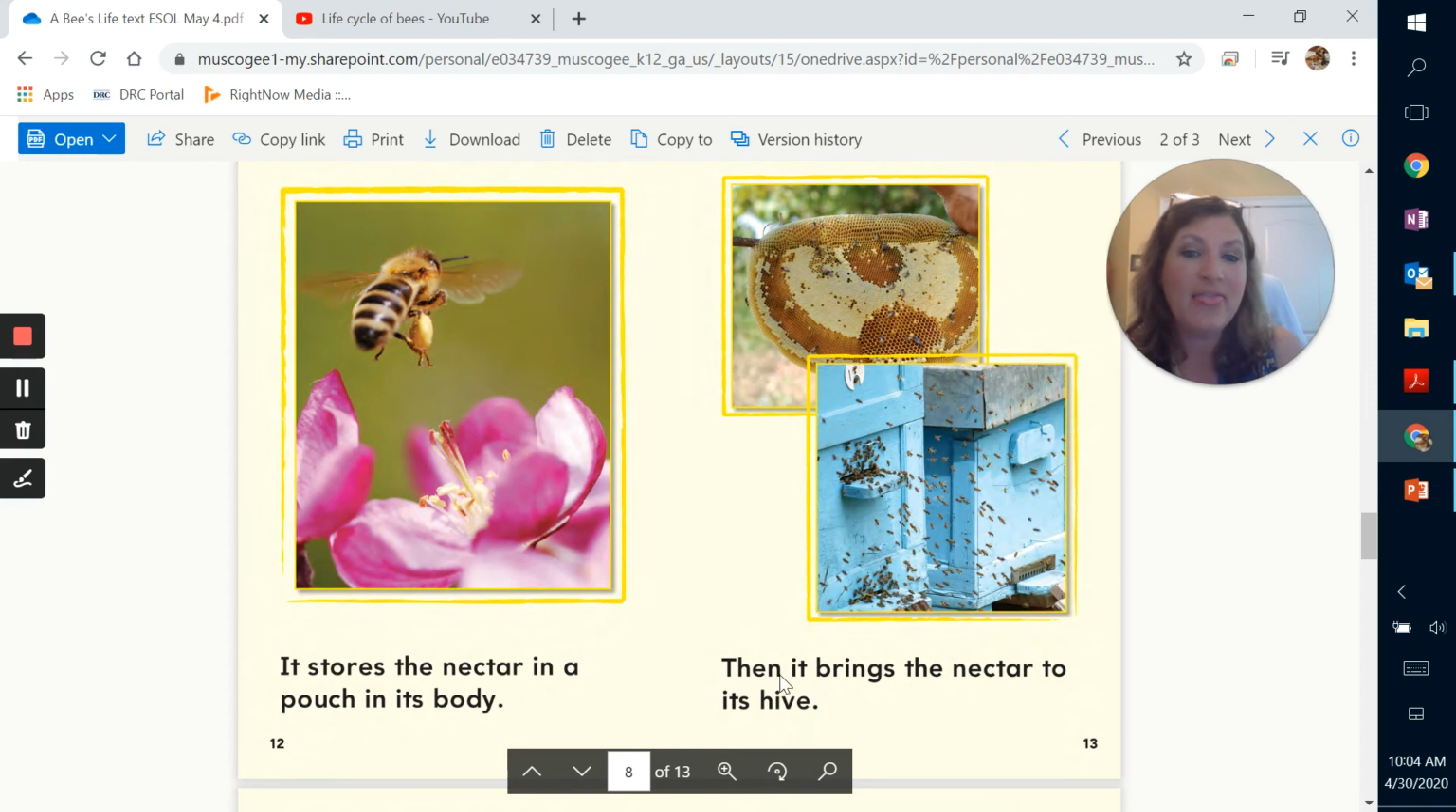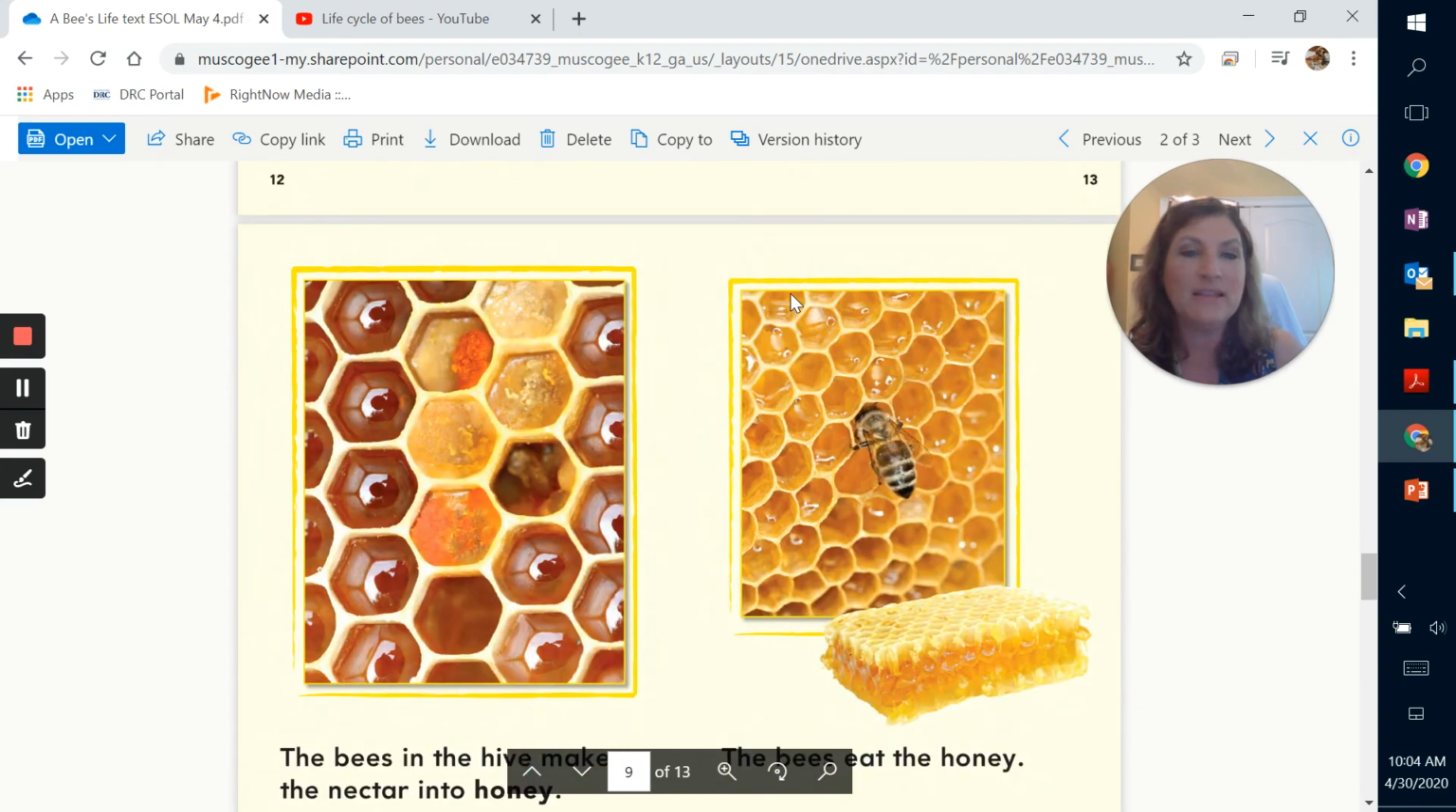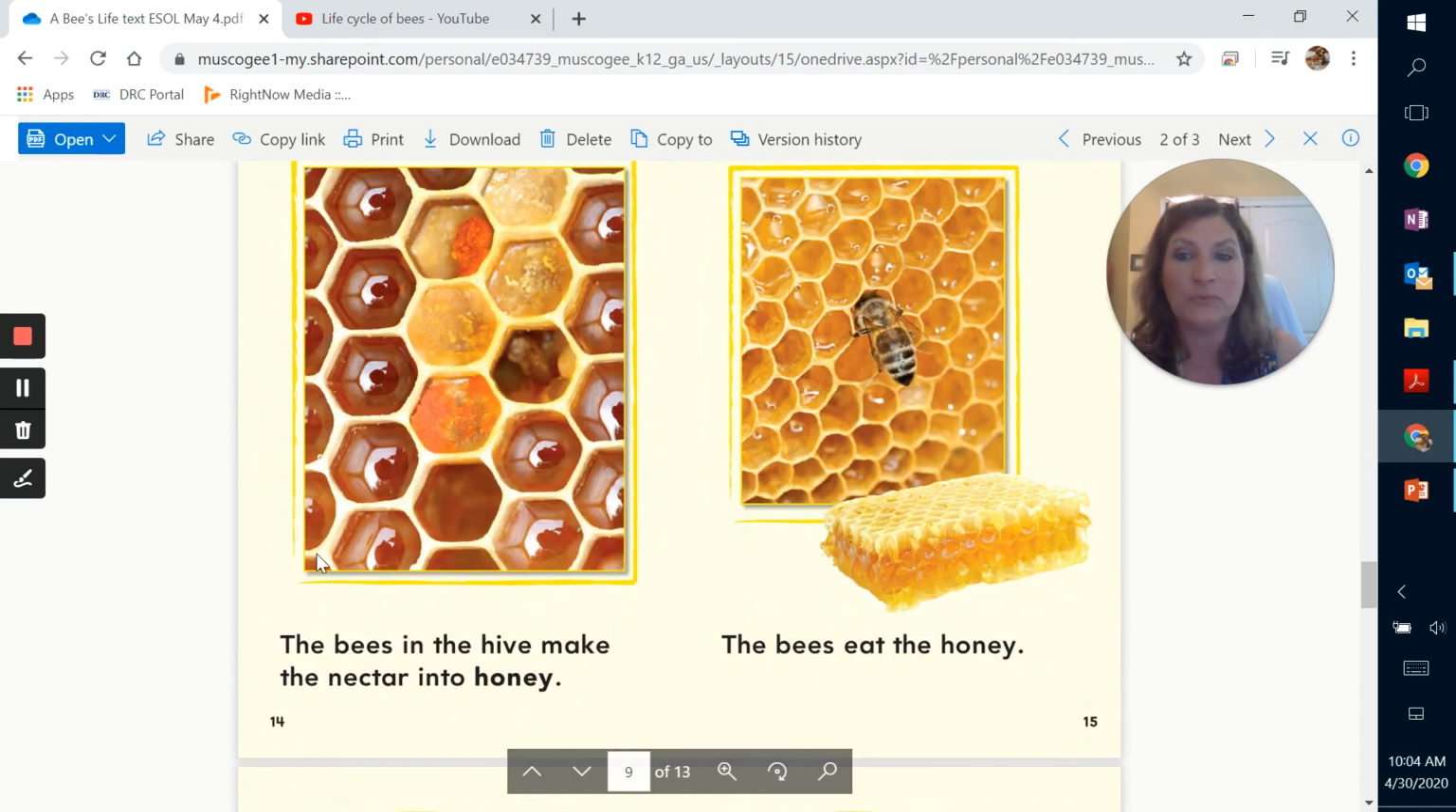Let's read this part. Then it brings the nectar to its hive. Now, this is his beehive. This is actually a box that somebody's housing bees in to make honey. And then up here, there is a photograph of another type of hive that the bees have made. And sometimes they make hives in trees too. Let's read this. The bees in the hive make the nectar into, does anybody know what that word is? That's right. That's honey. So you can see it. It's real shiny in this photograph. It's making it into honey.